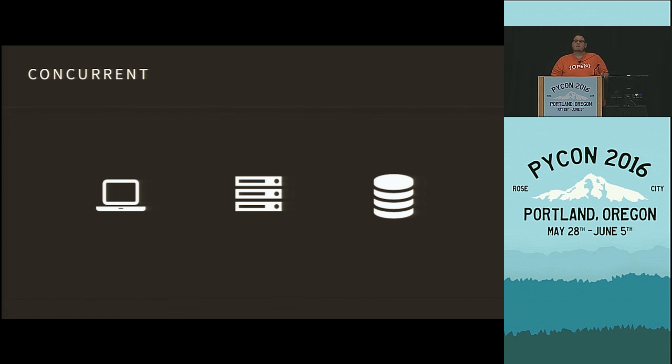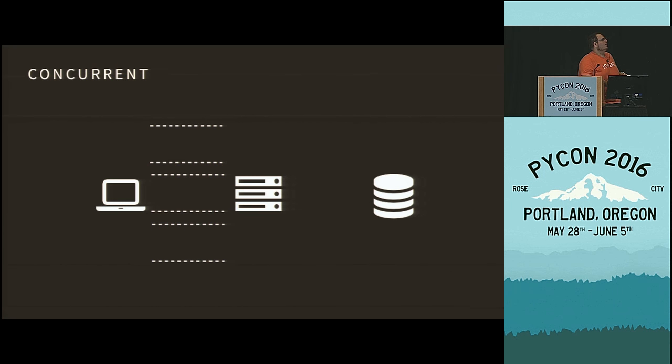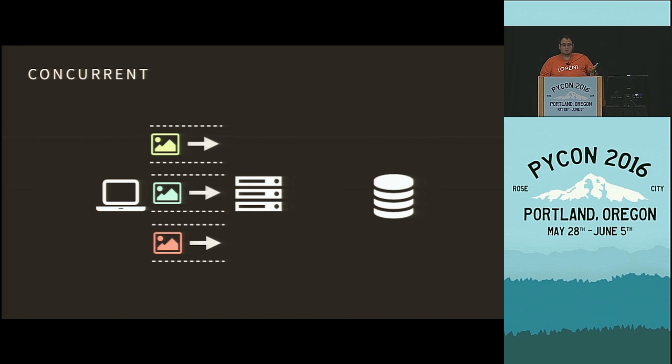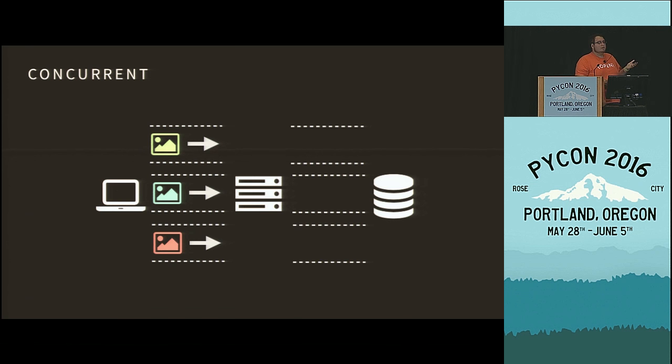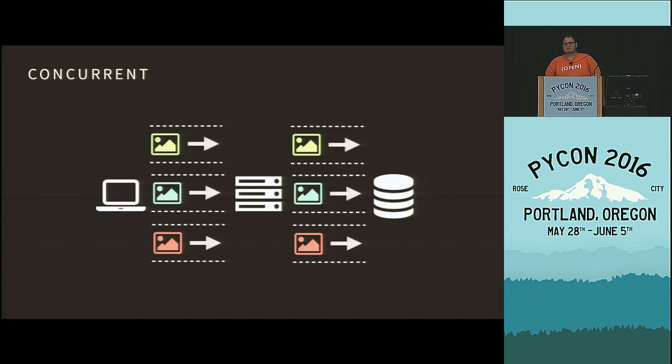So we start doing things concurrently, right? So now we create 3 connections. We send 3 images simultaneously. On the back end, we do the same thing. We create 3 connections, and we send 3 images simultaneously as they come through. So that's the first use case.